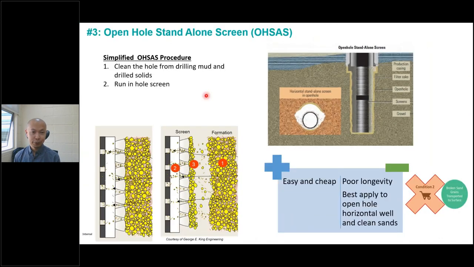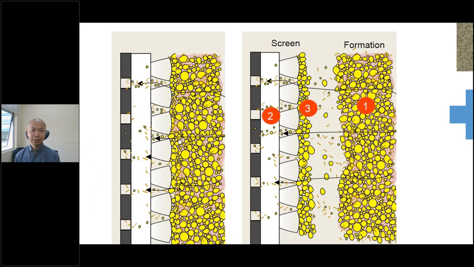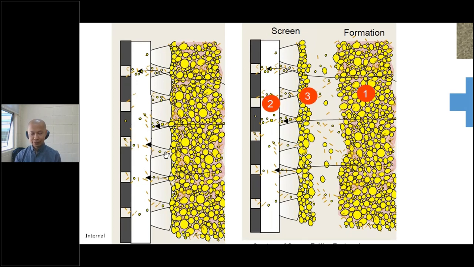Okay, how does it work? There are two possible conditions here, right? The first one on the left is when the sand is so weak that the moment you produce the well, the formation will collapse onto the screen. So now, unlike the gravel pack, the screen here will be exposed directly to formation sand. So the screen must be designed according to the formation sand. In gravel pack, the screen is designed to stop proppant, to stop gravel. So the screen will be designed according to the gravel.